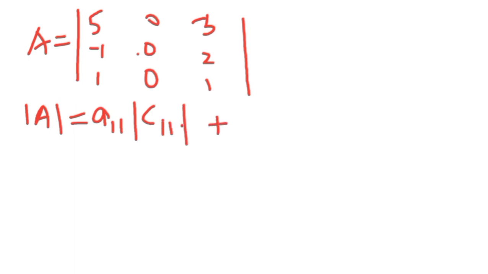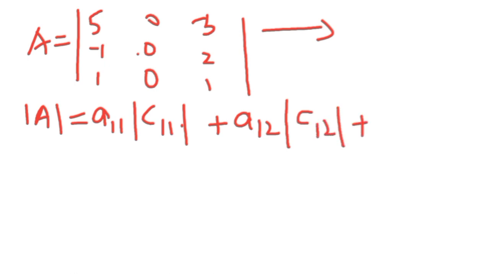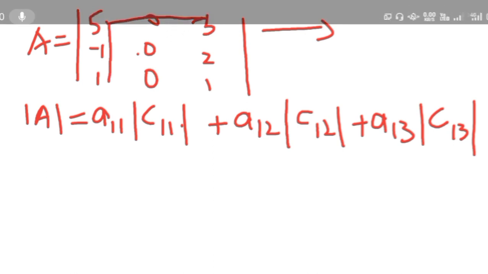plus, if we are going to evaluate along a row first, then this formula applies: A12 multiplied by the cofactor C12 plus A13 multiplied by the cofactor C13. Now here A11 is the element and C11 is the cofactor. How is the cofactor found? First of all, if this is the first element, A11, we mentally delete the row and the column in which it appears and take the determinant of the remaining elements.